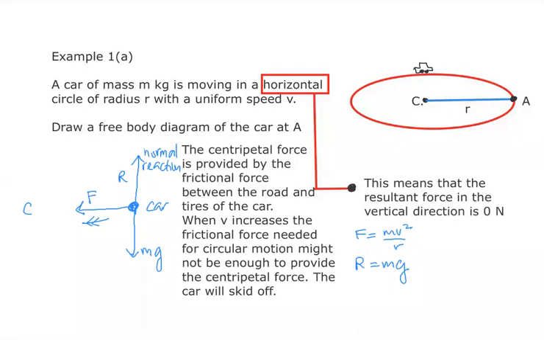The centripetal force in this question is provided by the frictional force between the road and the tires of the car. When v increases, the frictional force needed for circular motion might not be enough to provide the centripetal force. The car will then skid off the circular track.